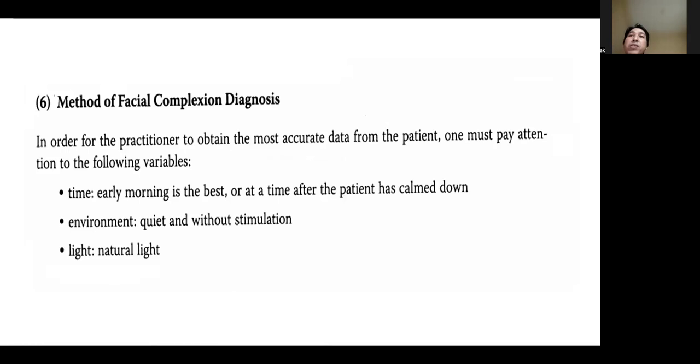Method of facial complexion diagnosis. Number 6. In order for the practitioner to obtain the most accurate data from the patient, one must pay attention to the following variables. For one, time: early in the morning is the best, or at the time after the patient has calmed down. In terms of environment, quiet and without stimulation. In terms of light, it is best to use natural light.